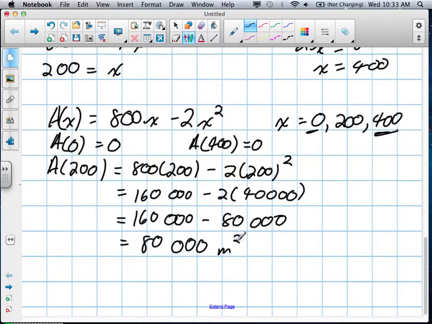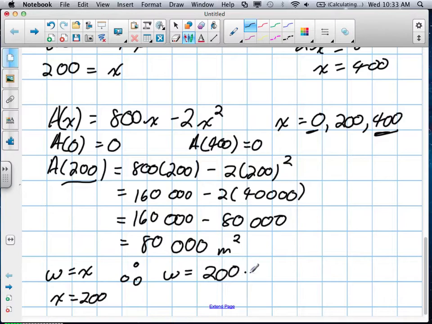What was my width? Anyone know? 200. Okay, that was what our x was, because remember, width was equal to x. Well, our x was 200. Therefore, our width is 200 meters. I've got my width. I've got my area. I am missing one thing. If I'm to build this fence, what else do I need? Length. I need the length of this fence.